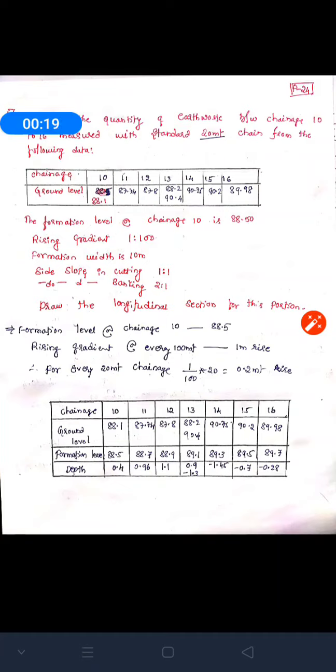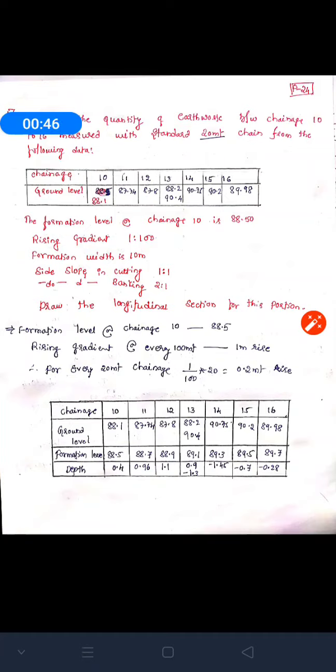Here he has given the different chains: chain 10, 11, 12, 13, 14, 15, 16. And for the given chains he has mentioned the different ground levels. At chain 10 it is 88.1, similarly at chain 11 it is 87.74. But look here, at chain 13 there are two ground levels. One is 88.8 and another one is 90.4.